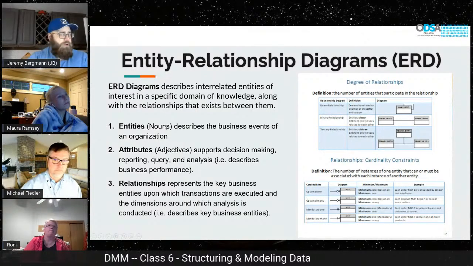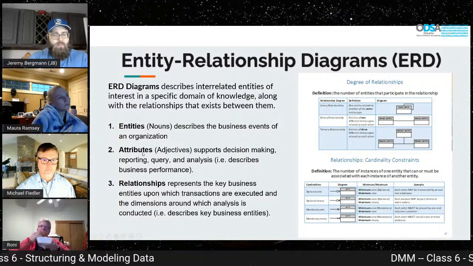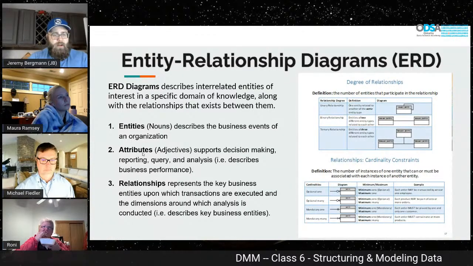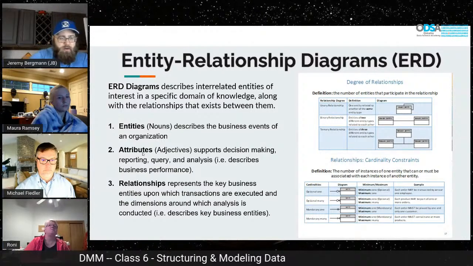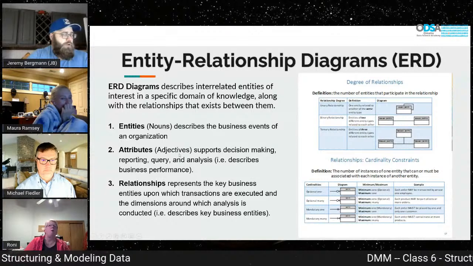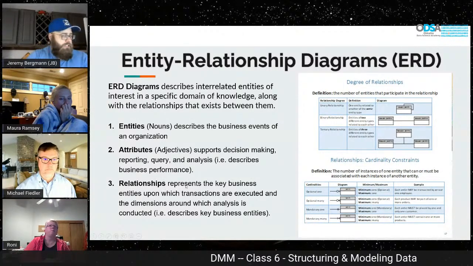So you have your nouns. Let's say you had a car, and then your attributes would be all of the adjectives that describe a car, right? So it'd be color, make and model, year, and things like that. So in general, while you're designing the database, it has that kind of structure.